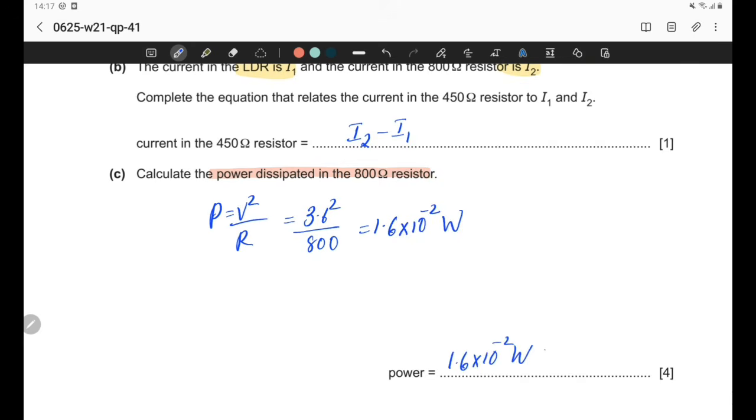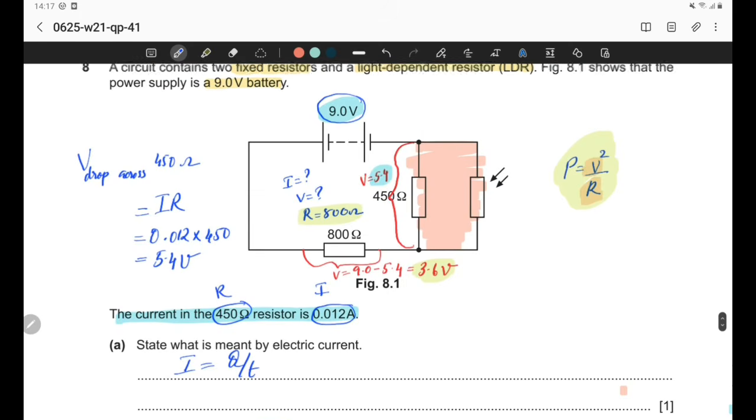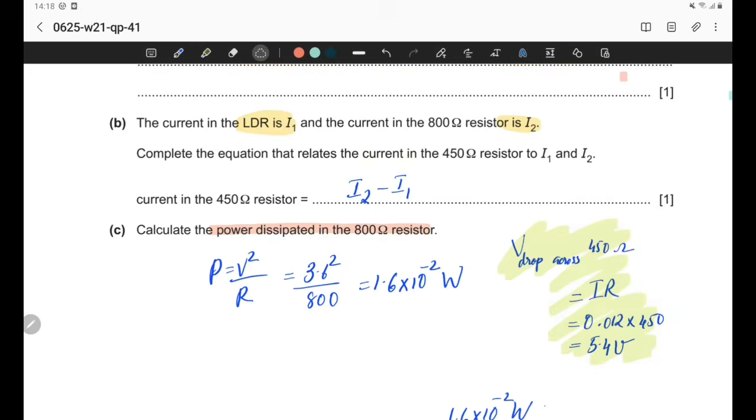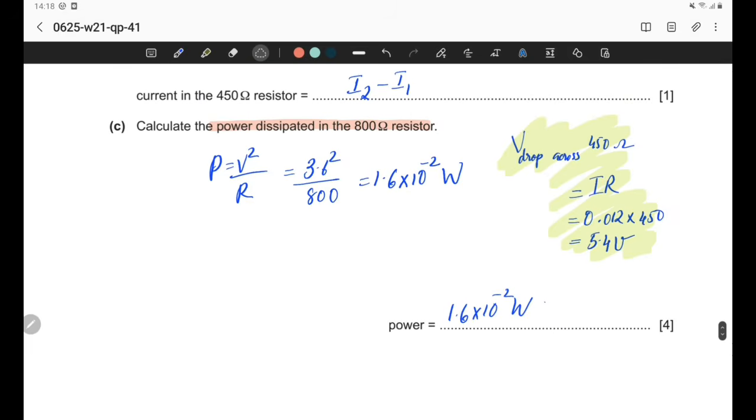Since it is a 4 marks question, we need to show all the working which we have done here. All this working should be shown in the given space in order to score marks. So all the working should be shown in the given space to score 4 marks.